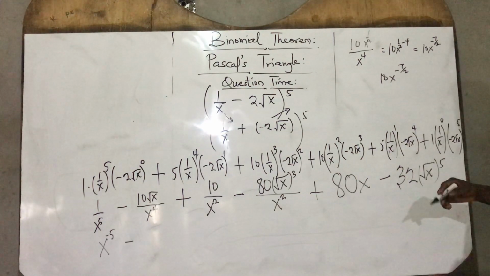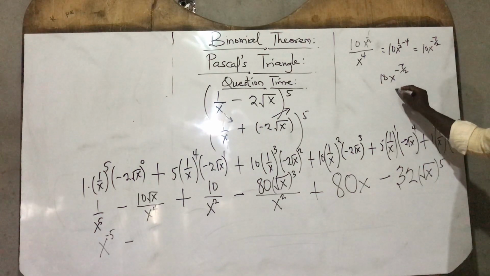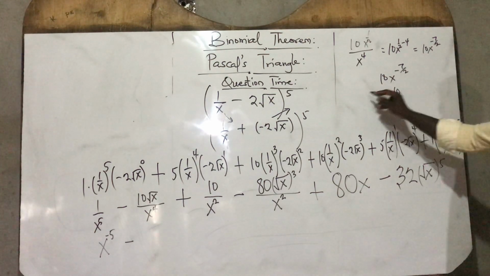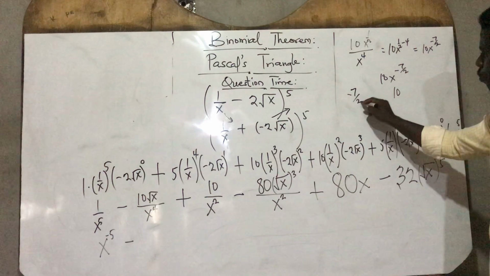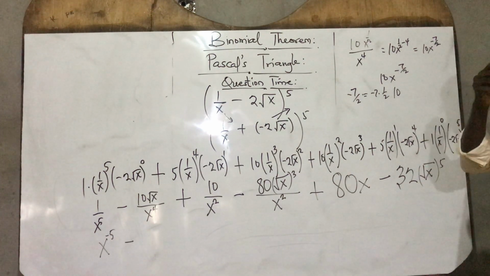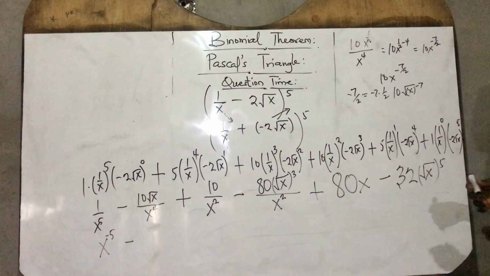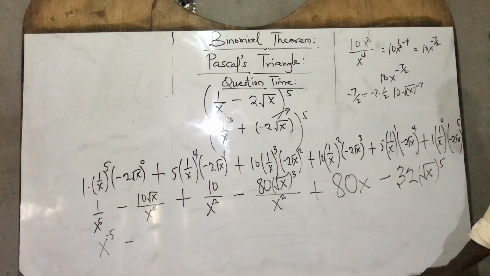Now this one, I can still write it as 10. Now, I believe you know that negative 7 on 2 is the same thing as negative 7 times half, right? So I can still write it as square root of x, all to the power negative 7, right? You can still write it as that.